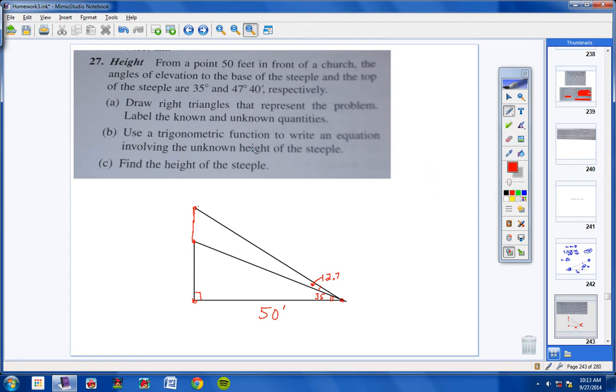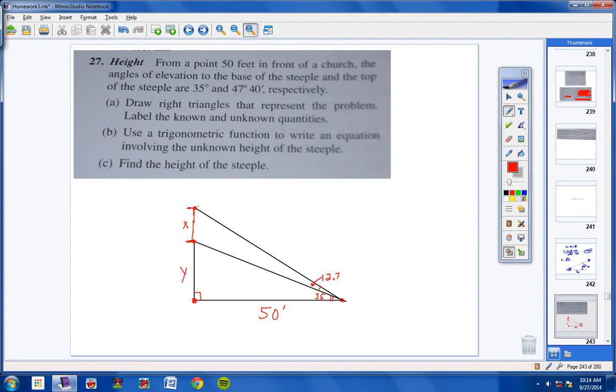Use a trig function to write an equation involving the unknown height of the steeple. I'm not going to worry about drawing an equation. I can go about that many different ways, but I'm going to put the height of the steeple here as x, from here to here, and I'm going to call the height of the church from here to here y.